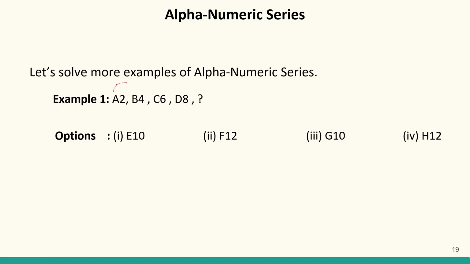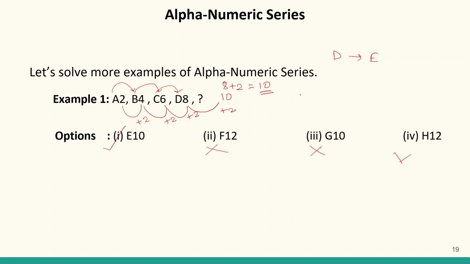In letters, I can see that there is an increment of 1 only. A to B, B to C, C to D. So after D, the next element will be E. So based on elimination, I get plus 2 will give us 6. 6 plus 2 will give us 8. And 8 plus 2 will give us 10. Right? So the element will be E10. So 1 will be your answer.